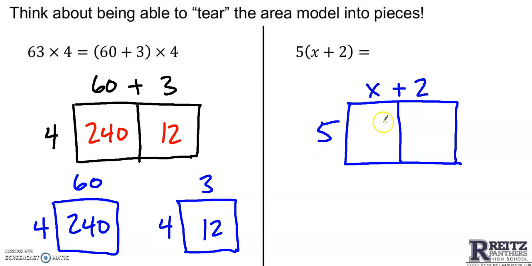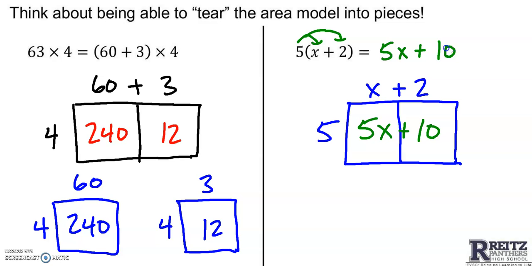Here, for this box here, 5 times x is simply 5x, Panthers. I don't know what number x is standing for. If I did, I could multiply that number by 5 to get this number. 5 times 2 is 10. And I need to think about that plus sign being between them. So by being able to tear apart our area model, I can see that 5 times x plus 2 is simply 5 times x plus 10. And that's the distributive property you know, isn't it, Panthers?